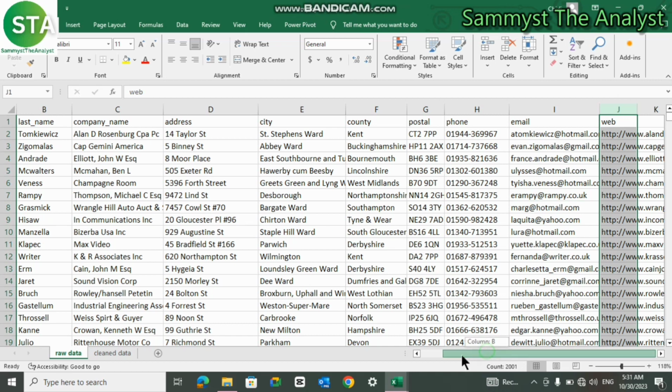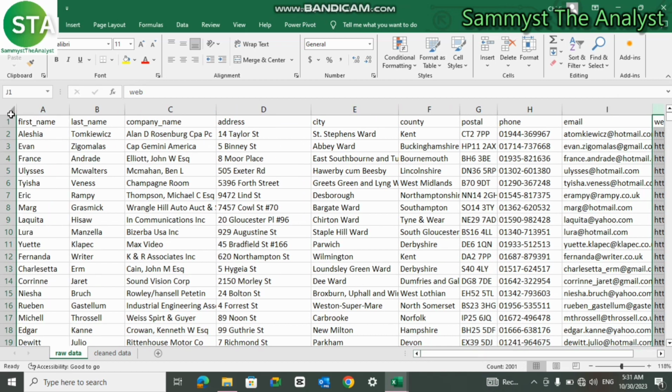So this is how you can apply critical thinking skills and analytical thinking skills to your job as a data analyst in a company.